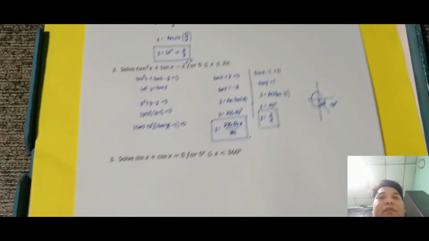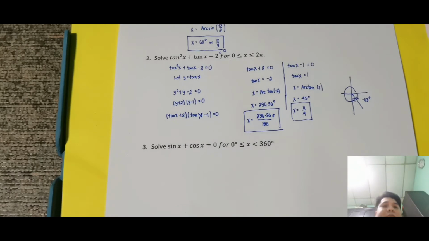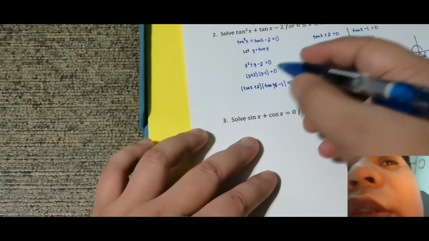Okay, so next example. Solve sin x plus cosine x is equal to 0 for 0 degrees less than or equal to x less than 360. So, hindi kasama si 360. Okay, so ano ba pinakamadaling way na gagawin natin dito? I think ito, apply natin ng trigo.